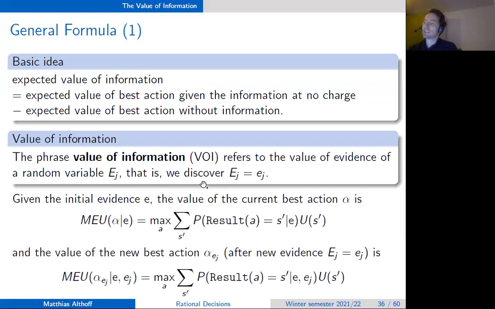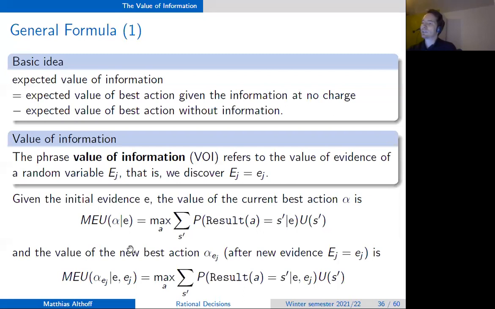So without this additional evidence, we have this maximum expected utility here. So we choose the action A that maximizes the expected utility, of course. And this formula we've used several times before. This is nothing new. Again, we multiply the probabilities of the outcomes with the utilities of the outcome.